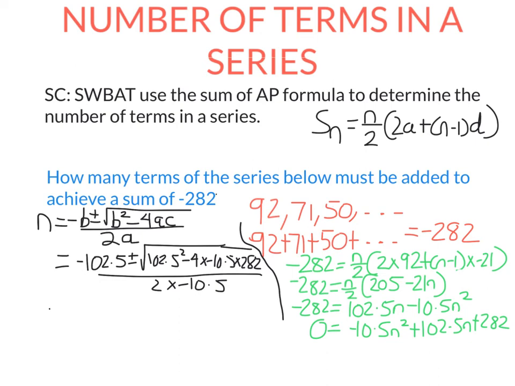So putting this in, we get n is equal to 12 as one solution. The other solution is about minus 2.24. We can't have a negative value for n. We can't have a value of n which is not a whole number. So our only possible solution is 12. That means I need 12 terms in this series so that it adds to minus 282.